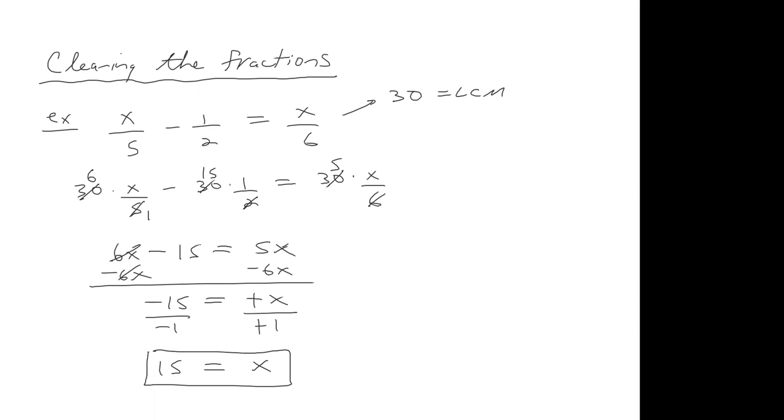So that's a procedure called clearing the fraction. What I do is I find the least common multiple of the three denominators, and I multiply every term in the equation by that least common multiple.